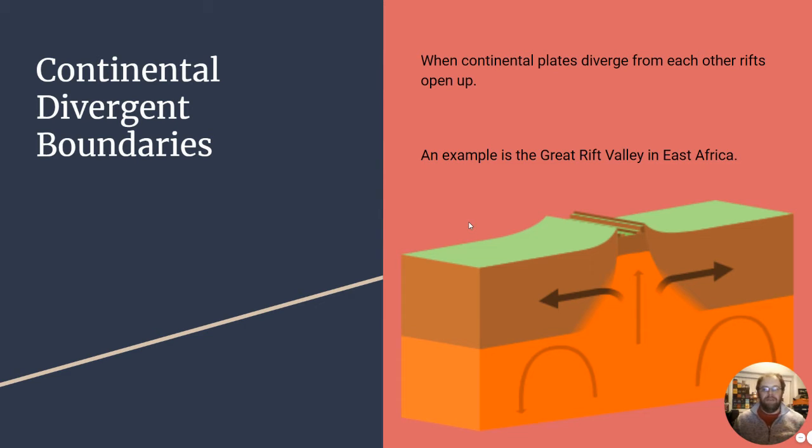So continental divergent boundaries, when they diverge, that's when rifts open up, and an example would be the Great Rift Valley in East Africa. Another example, there was going to be a rift valley in the United States. However, that one ended up closing up, but it was slowly ripping apart. And there's a geological formation that still exists from that rift, and it's basically part of the Great Lakes.